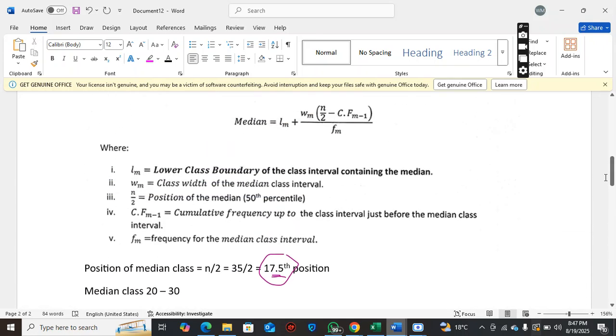So once you've got all these values, the lower limit of the median class, the class width, the position, the cumulative frequency before the median class, and the frequency of the median class, once you've got this information, then you can solve.